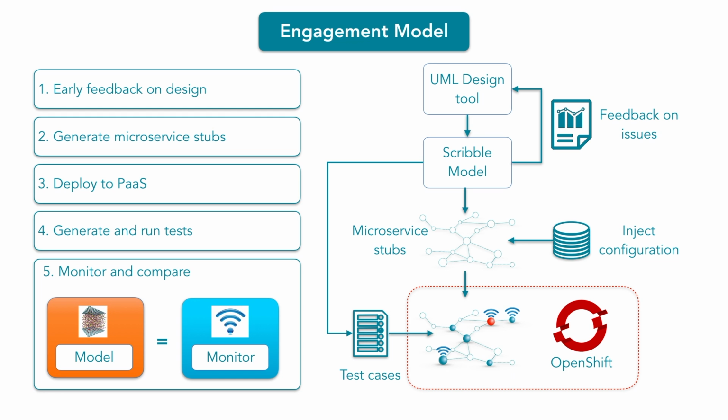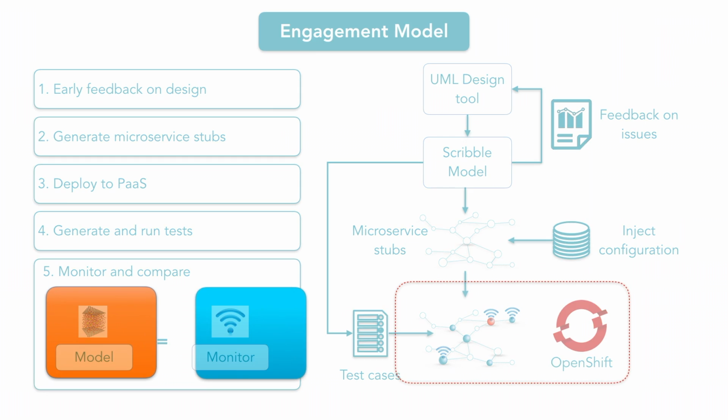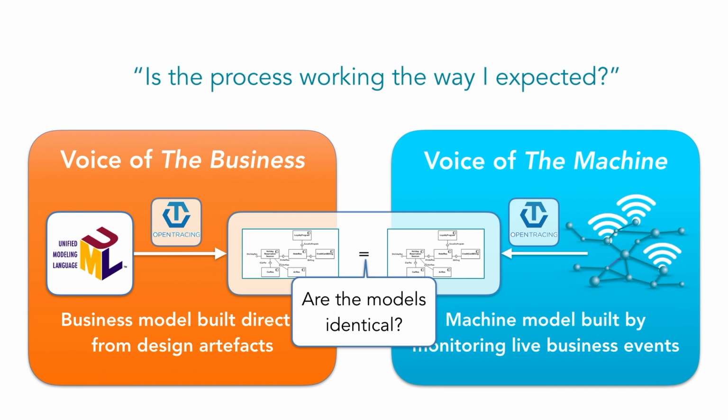For legacy systems, we also monitor the logs, but then use these to infer the types and hence overall choreography model. We call this the voice of the machine, which we can compare with the intended behavior, the voice of the business, to discover whether live systems are delivering the expected and needed business processes.